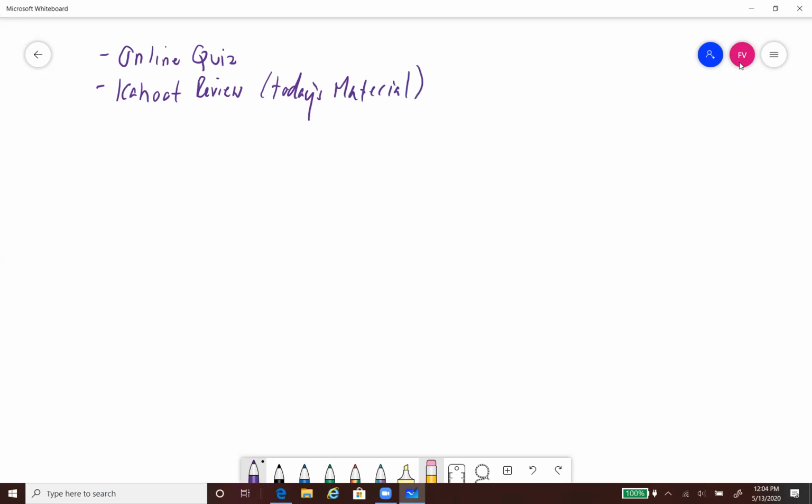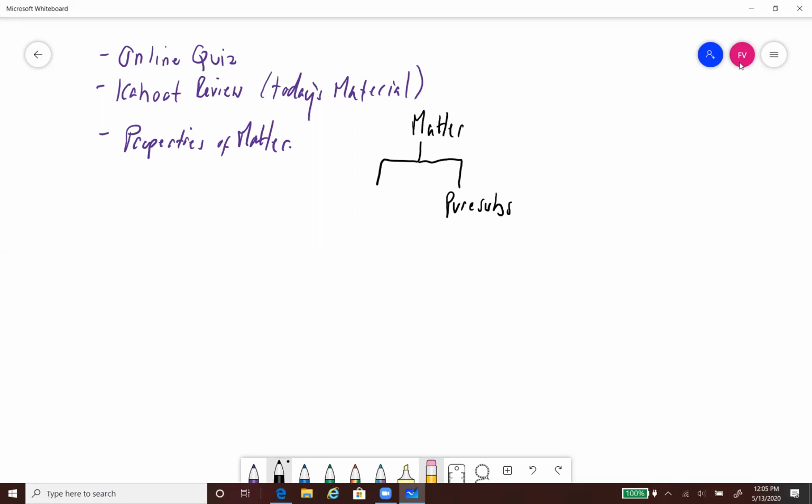So what we're going to do today is review properties of matter. Before I do that, we are going to do a quick review of classification of matter. Last time we talked about matter, and we were able to break it up into categories. We can break up matter into pure substances and mixtures.